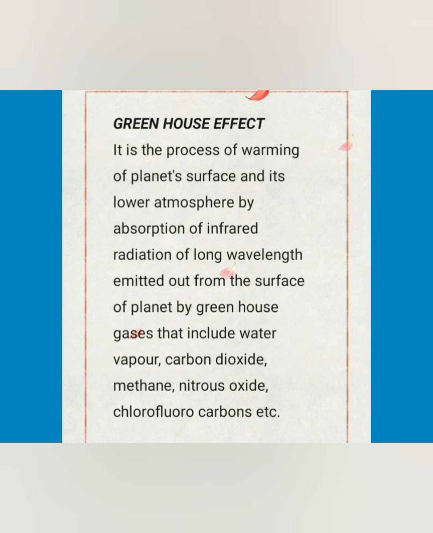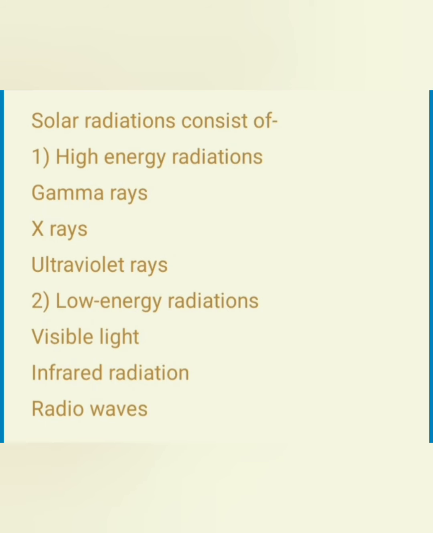Greenhouse effect. It is the process of warming of planet's surface and its lower atmosphere by absorption of infrared radiations of long wavelength emitted out from the surface of planet by greenhouse gases that include water vapor, carbon dioxide, methane, nitrous oxide, ozone, chlorofluorocarbons, etc. The solar radiations coming from the sun have high energy radiations such as gamma rays, X-rays, ultraviolet rays, and low energy radiations such as visible light, infrared radiation, and radio waves.